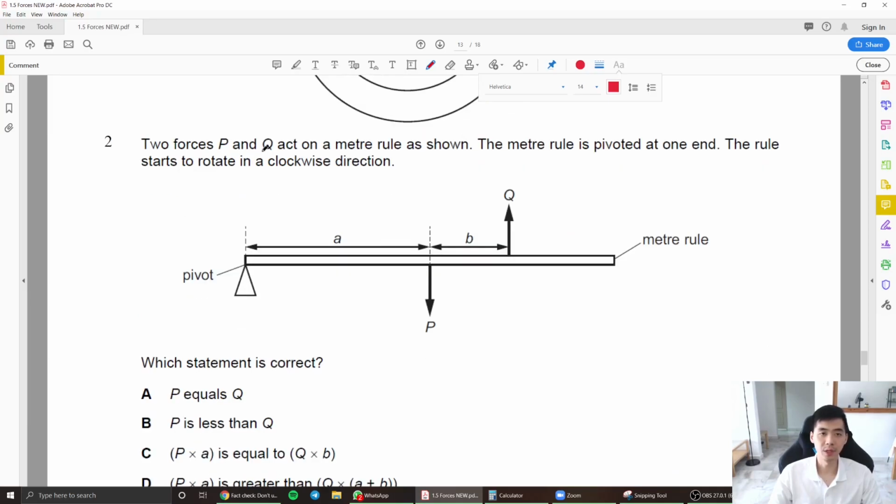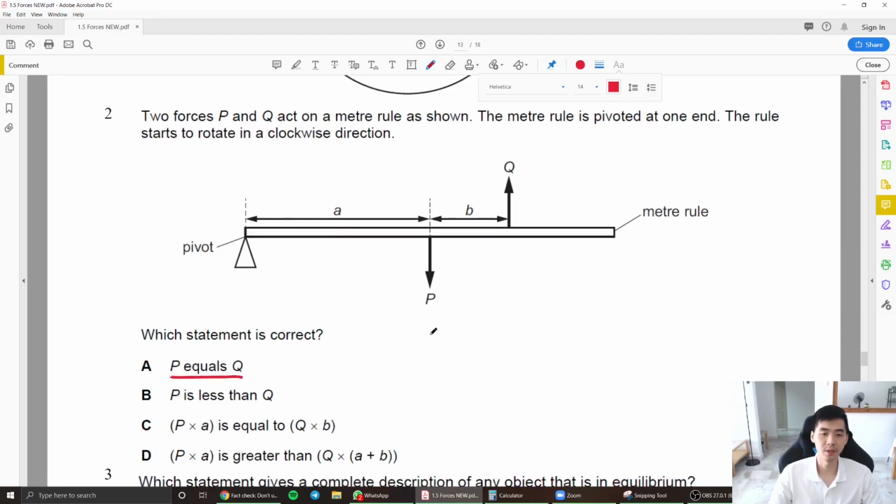Question number 2. Two forces P and Q act on the meter ruler as shown. The meter ruler is pivoted at one end. The rule starts to rotate in a clockwise direction. It is rotating in the clockwise direction, indicating that the moment generated by P in the clockwise direction is greater than the moment generated by Q. So which statement is correct?